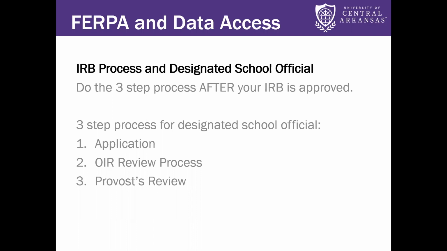So this is the 3-step process to become a designated school official after your IRB. You'll do the application. We'll do an OIR review process, where I just go in and have a conversation with you about all the data that you're wanting. Then I will send it up to the provost, and the provost reviews it, and she will either approve or deny your application.